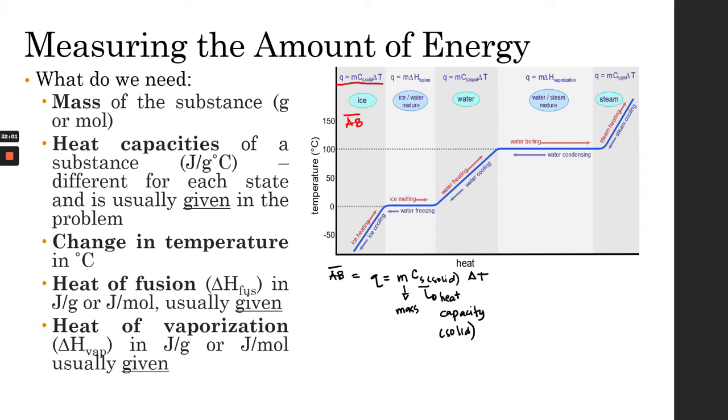Again, the heat capacity is given, but please identify whether the heat capacity is for solid, liquid, or gas, because they're very different even on just one substance. And then delta T is basically how much the temperature has changed. So for a heating curve, this is the initial temperature, and this is the final temperature. So usually delta T equals temperature final minus temperature initial.